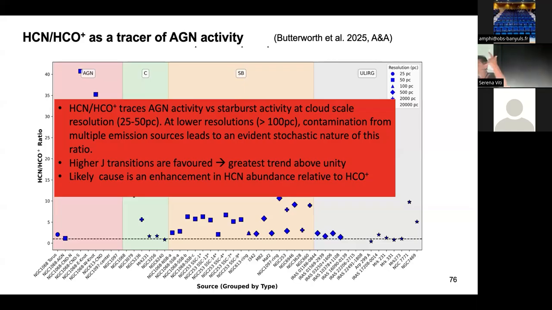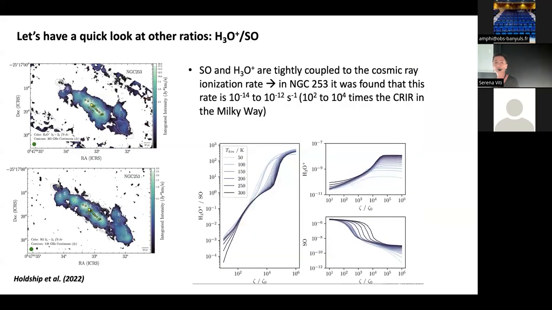The second one, okay? We are looking at really energetic processes here. Low J transitions are not really that good because low J transitions of any molecules tend to have a lower critical density. This means that we'll trace a larger range of densities, even low densities, okay? And so as a consequence, they cannot really give you a great tracer of an energetic process. You need high J transitions, okay? So these are the two conclusions for this.